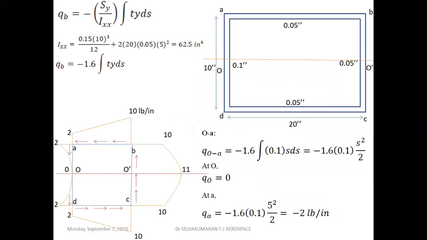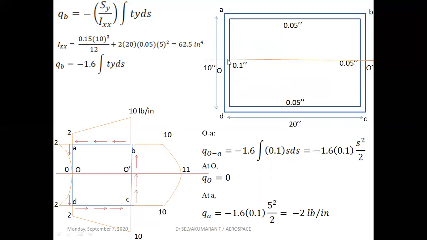When you substitute, you will get the shear flow expression. I'm talking about the basic shear flow. The final shear flow will be qs is equal to qb plus qs naught. Since I'm going to make a cut here, I'm going to use the basic shear flow expression: qb is equal to minus Sy by Ixx integral t y ds. I'm going to make a cut at point O where the shear flow is 0, and qs naught is the unknown shear flow.